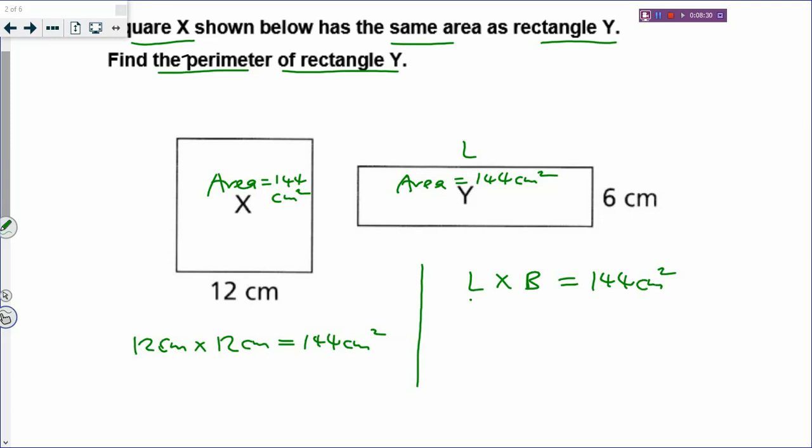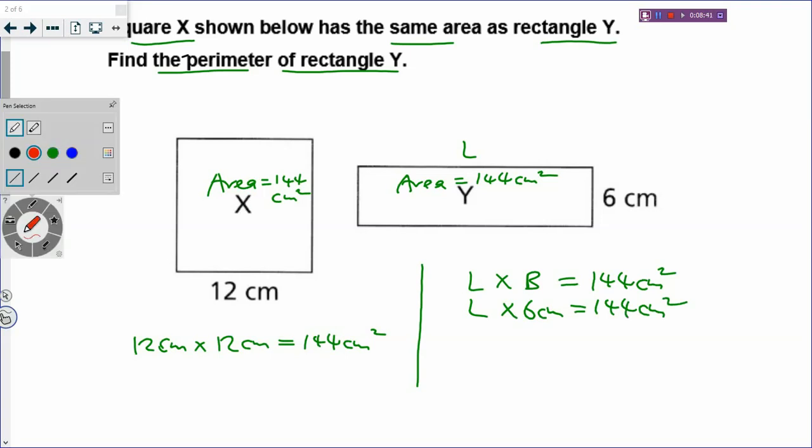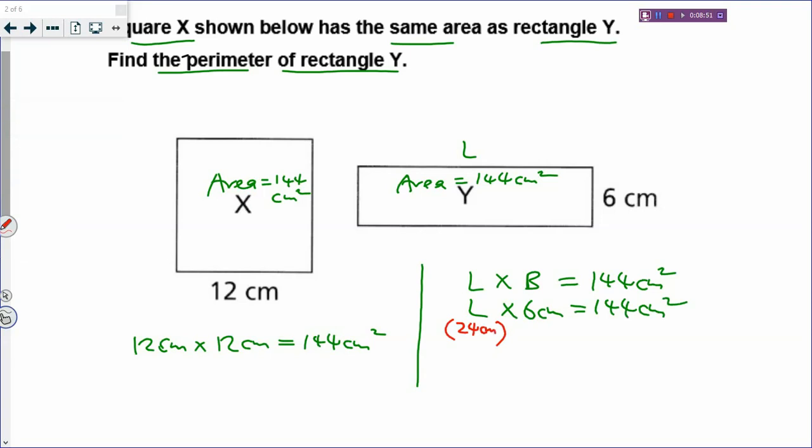So what's the length? We don't know. What's the breadth? 6. What's the area? 144. So now can you find the length of the rectangle? To find the length, you work backwards. You take 144 and divide by 6, so 144 divided by 6, and you will get 24 cm. So the length is 24 cm.